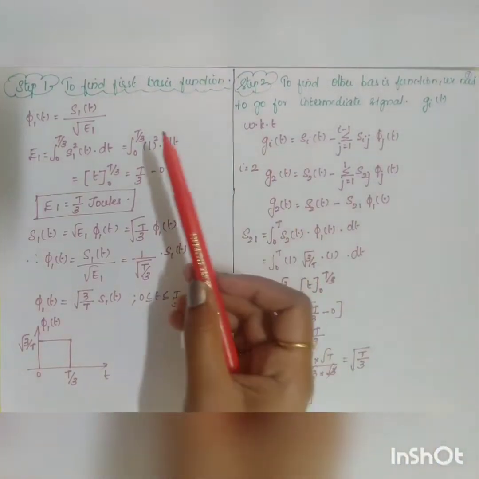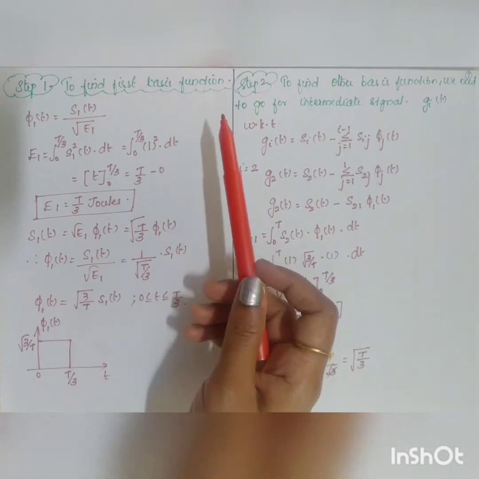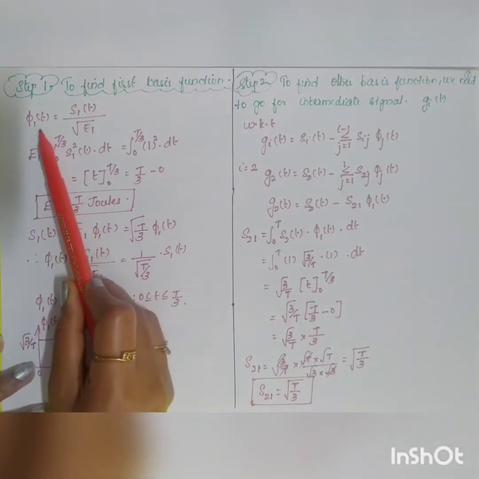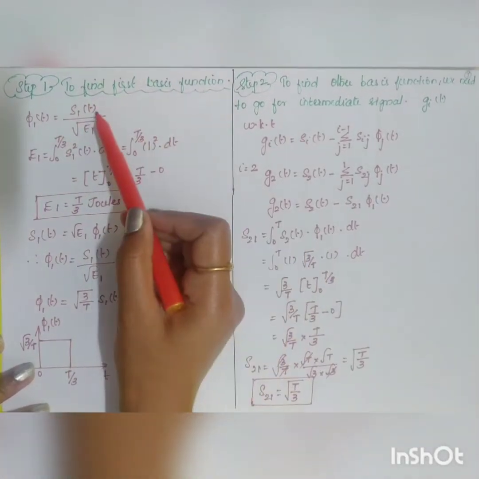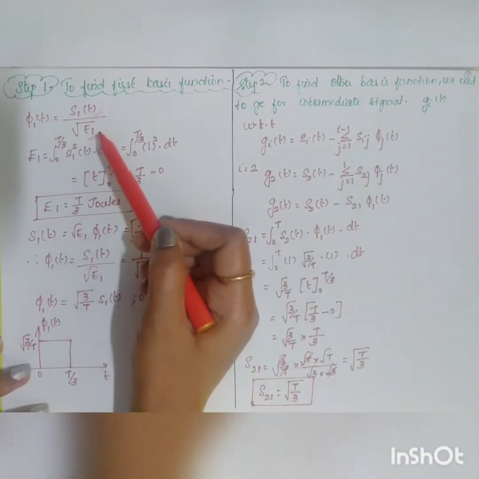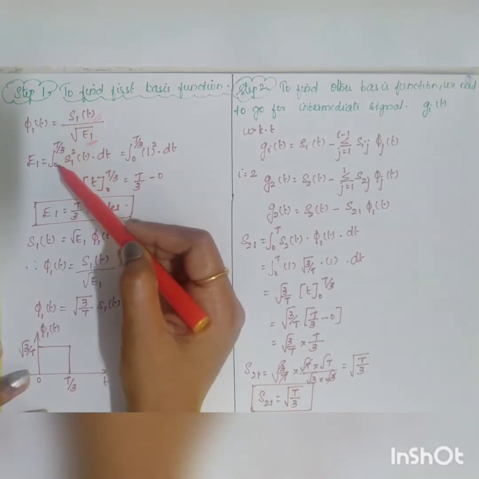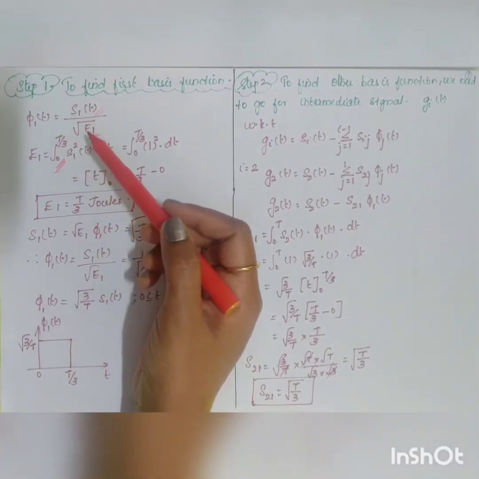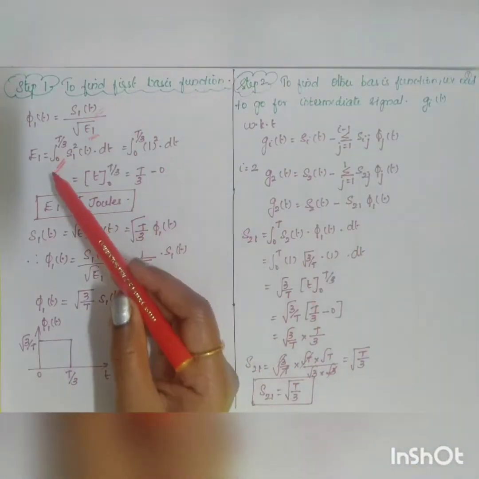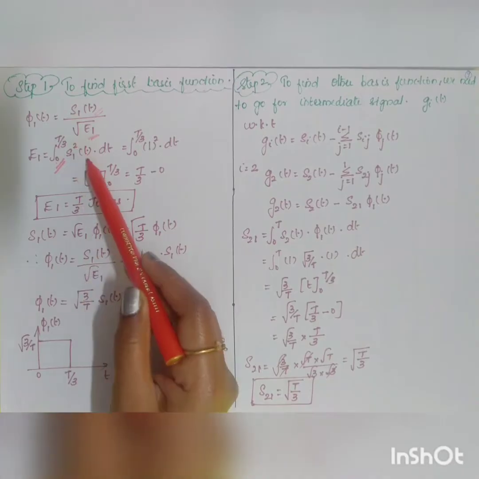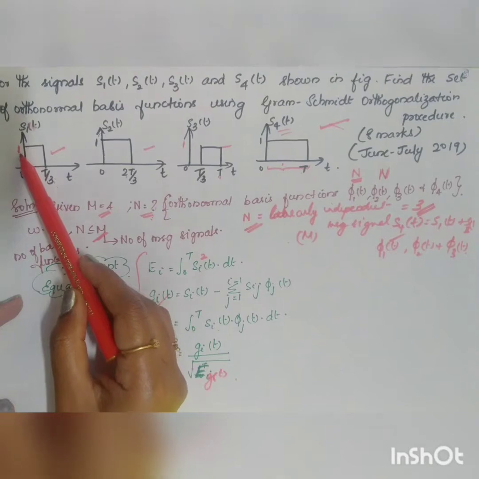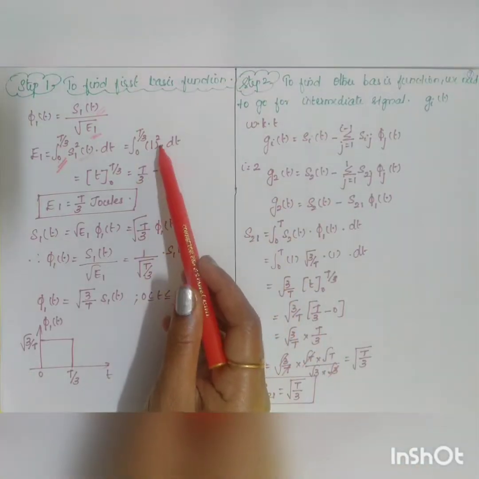Okay, so in step 1, your task is to find your first basis function. What is your first basis function? It is written as phi 1 of t, right? Phi 1 of t is equal to S1 of t divided by root E1. You are going to write the signal directly. So how will you find out E1? E1 is equal to the integral of, what is your limit? You have S1 of t, and see here you have 0 to T by 3. So you have 0 to T by 3, S1 square of t into dt. What is your S1 square? Your amplitude is equal to 1, right? So you will be having 1 square into dt.